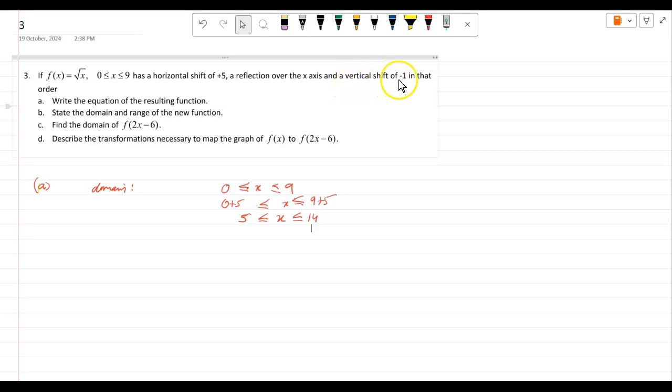Vertical shift of -1 unit, in that order. That also, nothing will happen. So everything vertical, reflection in the x-axis won't matter. Reflection in the y-axis will change the domain. Right. So this is my domain of the new function.